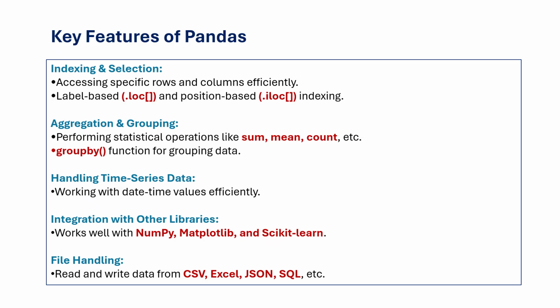Pandas supports aggregation operations like sum, average, and count. The groupby function is used to group similar data together. For example, in a company dataset, employees can be grouped department-wise and we can calculate the average salary of each department.